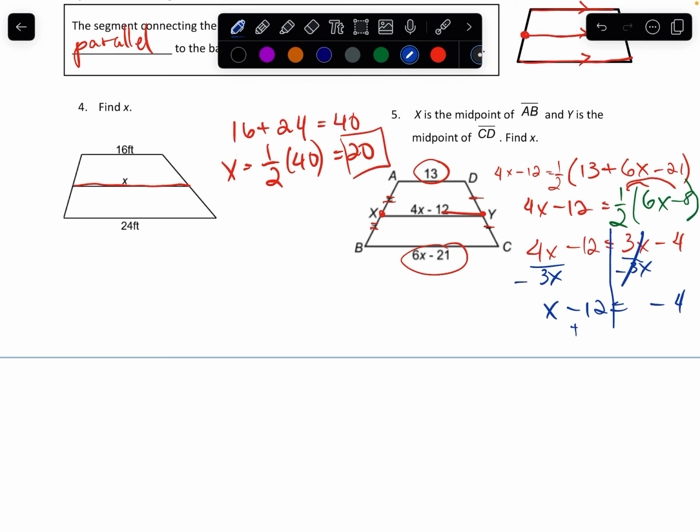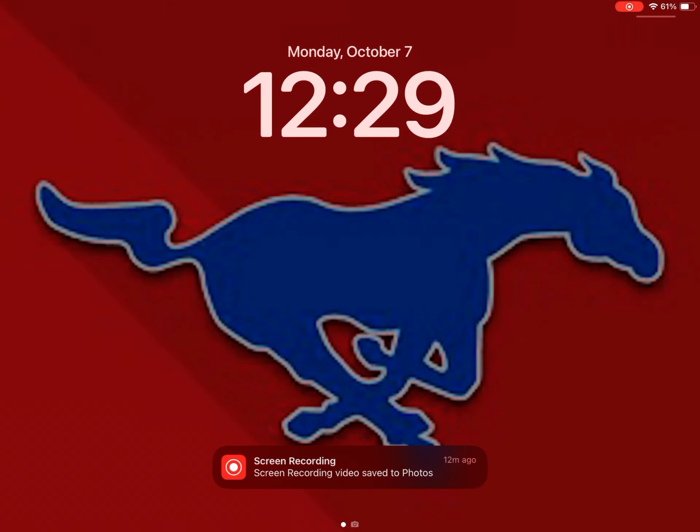There's an equal sign. Now I have x on one side. I need to move the minus 12 to the other side. I'll move it there. That is gone. x is equal to 12 minus 4 is 8. That is my x, and that is what I'm looking for. Find x.